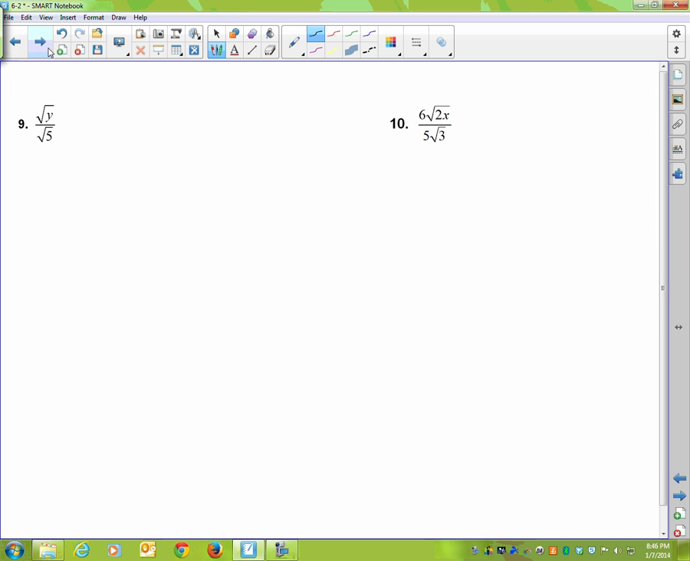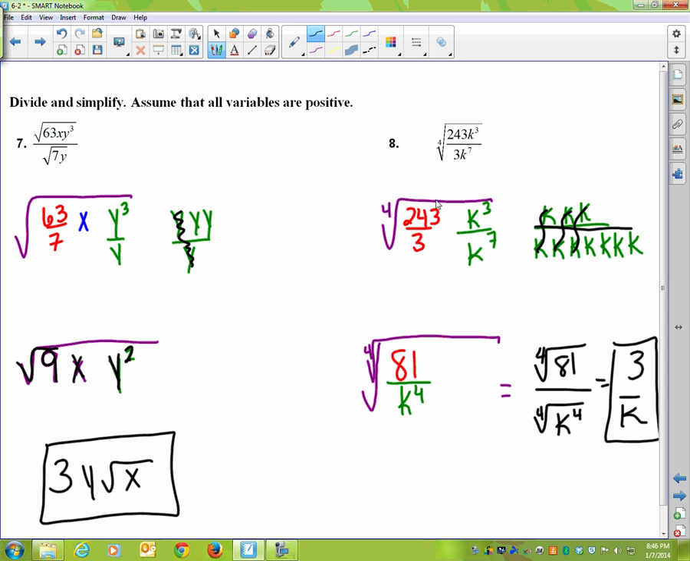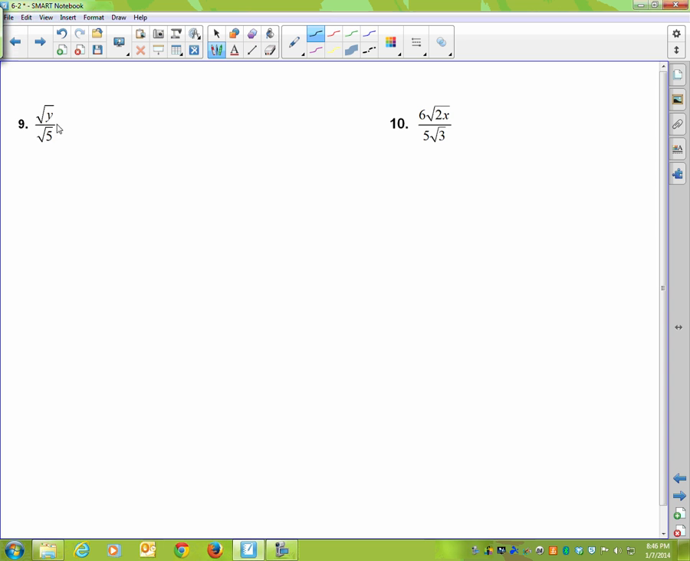Number 9 and 10 are slightly different. On number 9 and 10, the denominator doesn't simply divide out. We look back here at number 8, 243 over 3, it simplified into a whole number 81. I can't simplify 1 over the square root of 5. So what I'm going to do is called rationalize the denominator. I have to get rid of that square root.